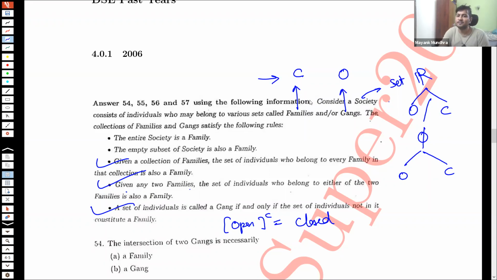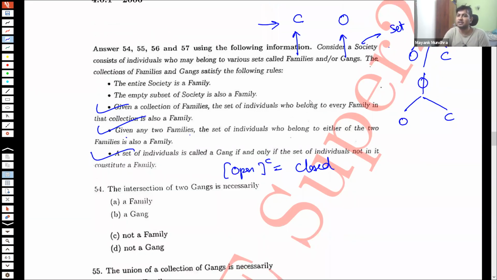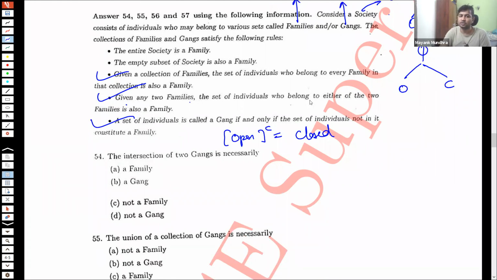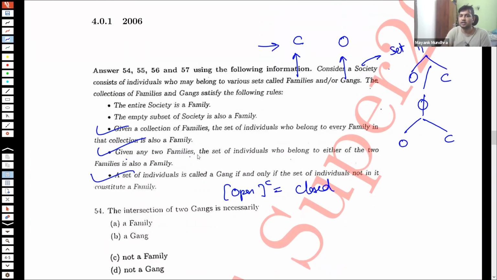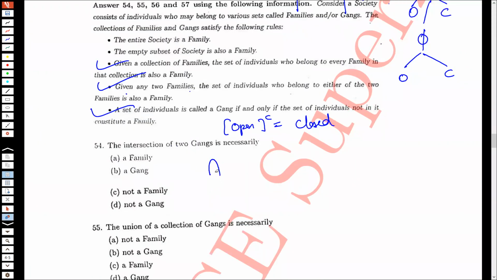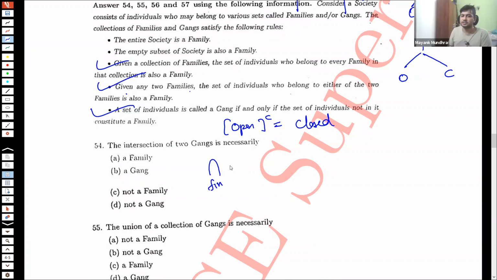Okay. So once you have figured out that families are closed or open, then you can do the remaining problems. So this next problem is: intersection of two gangs is necessarily... A finite intersection of open sets is always open. So gangs are open sets, so it should be open.